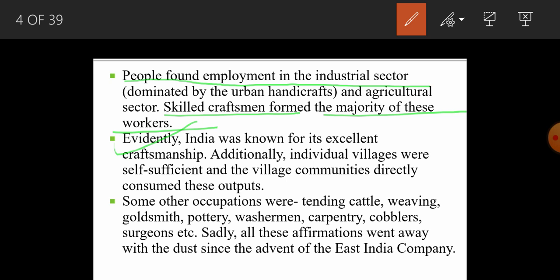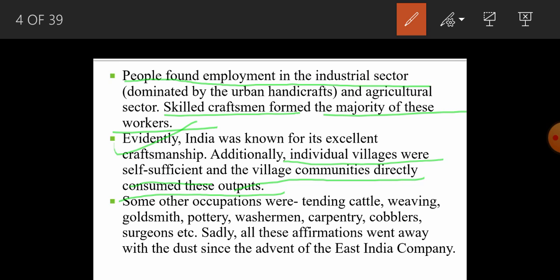Next point says that evidently India was known for its excellent craftsmanship. Yes, we already know that India was very, very famous for its craftsmanship, which we have read in the earlier points. Even we have discussed this point in our previous topics of industrial sector and agricultural sector, right? So we have come to know that India was very well versed in the sector of agriculture as well as the industrial sector too. Additionally, individual villages were self sufficient, and the village communities directly consumed these outputs.